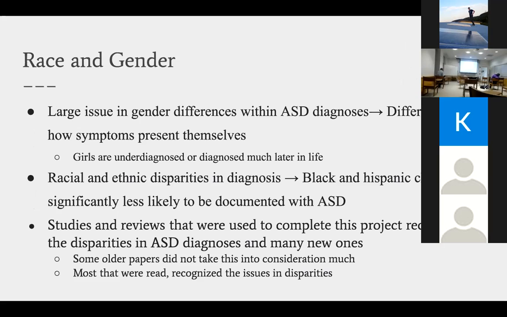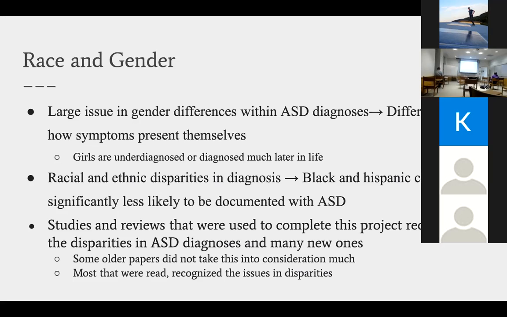So within my race and gender consideration, again, there's a very large issue in gender differences within autism diagnoses because there's a huge difference in how symptoms present themselves in males and females, and that makes females very underdiagnosed in comparison to males, or they're diagnosed much later in life, instead of at that 4-year mark, maybe it's like 10. They just have different social interactions, stuff like that. And it was always based on the males.